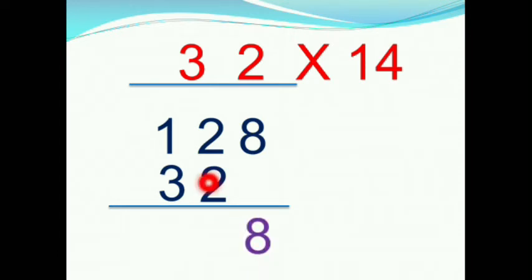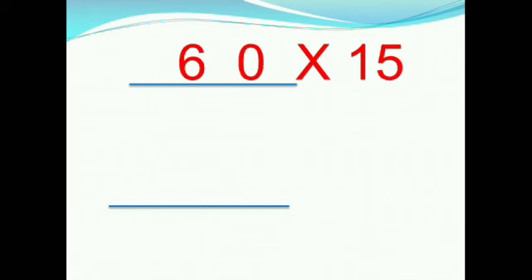Next, we should add the tens digit. They are 2 and 2. 2 plus 2 is equal to 4. Next, we should add the hundreds place digits. That is 1 and 3. 1 plus 3 is equal to 4. So, the product of 32 multiplied by 14 is equal to 448. Children, see the next question.